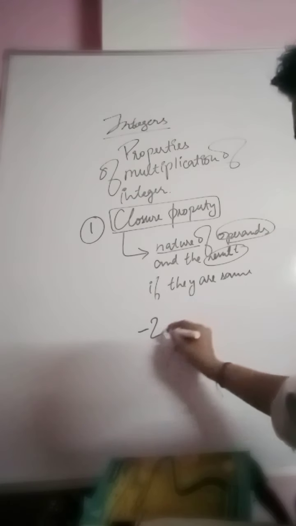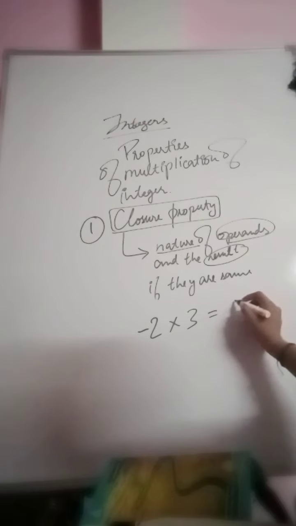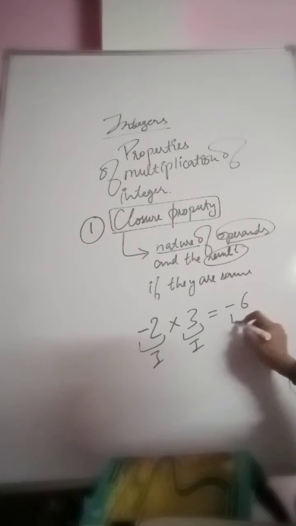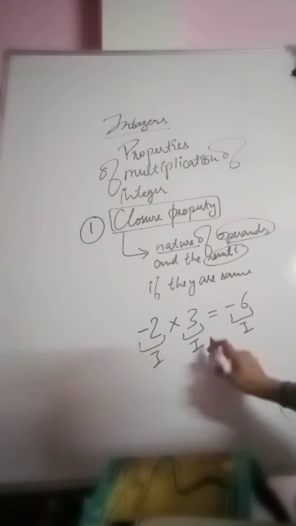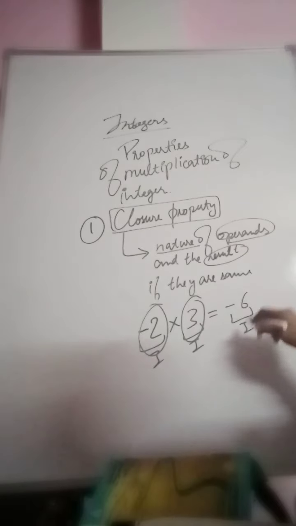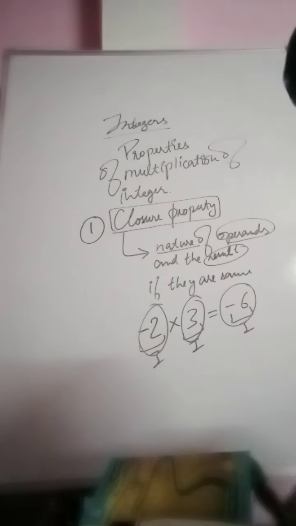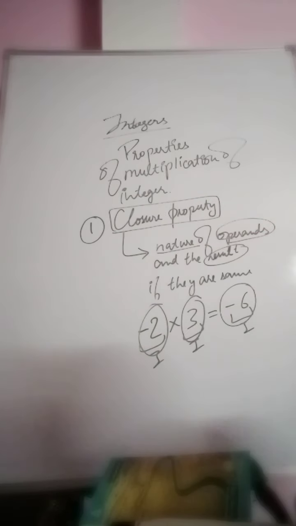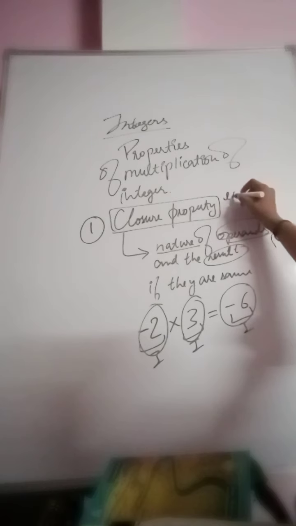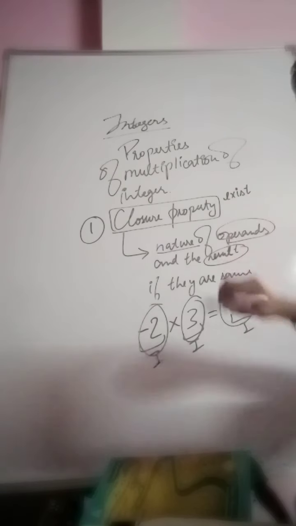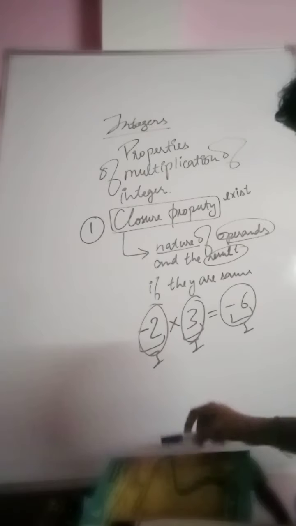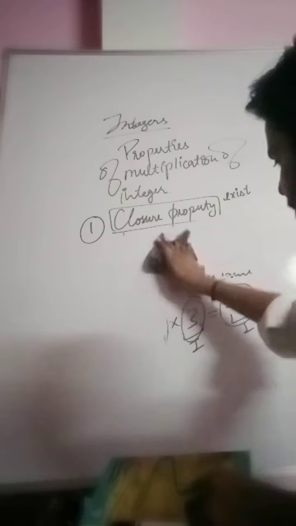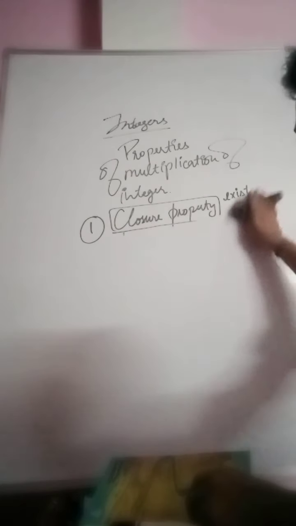Now minus 2 into 3, let's say. So what will it be? Minus 6. Minus 2 is an integer. This 3 is also an integer. Minus 6 is also an integer. See, the nature of the operands and the nature of the result are all the same. Therefore, closure property for multiplication of integers exists. Okay, it will exist. Let's come to the next property, that is commutative property.